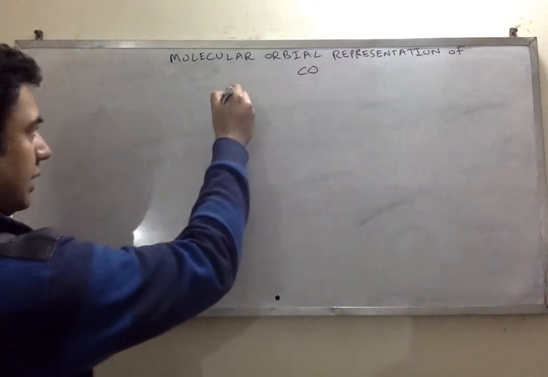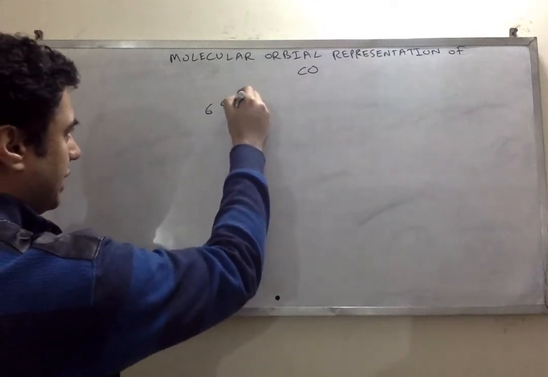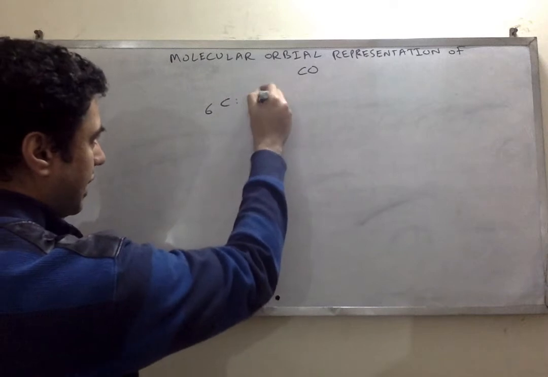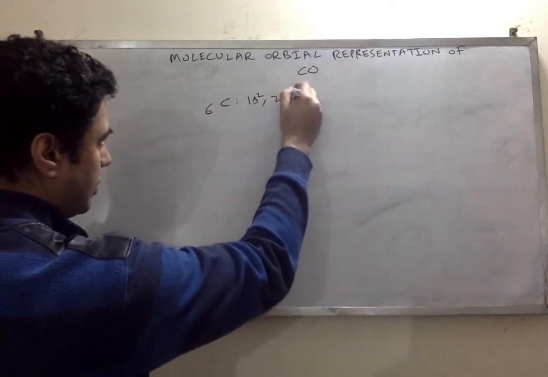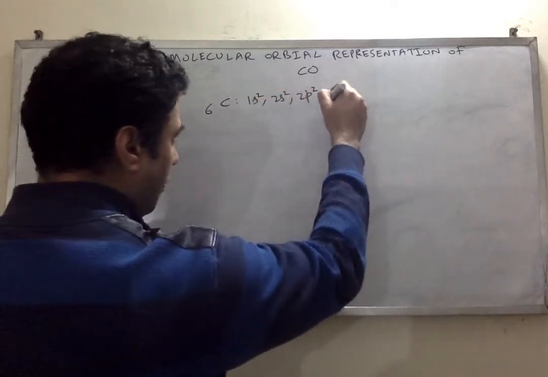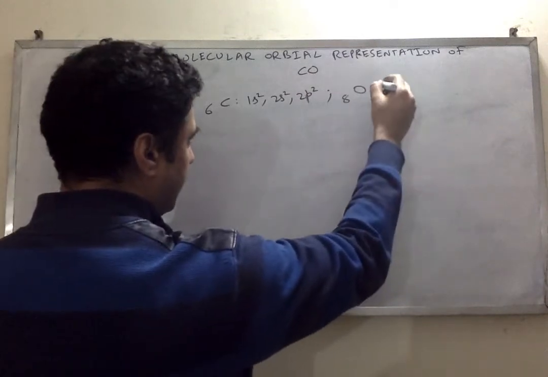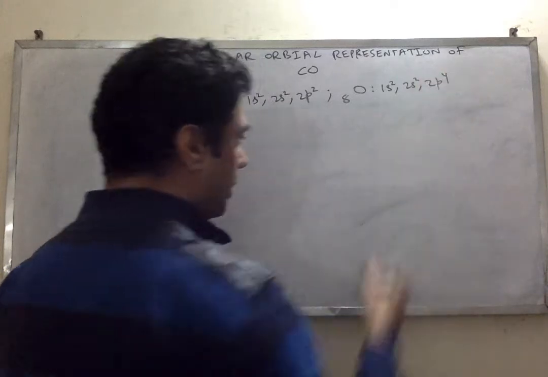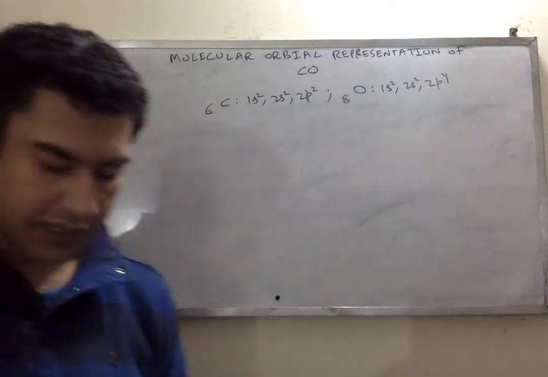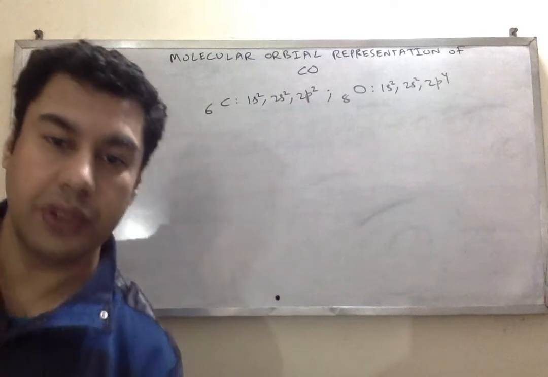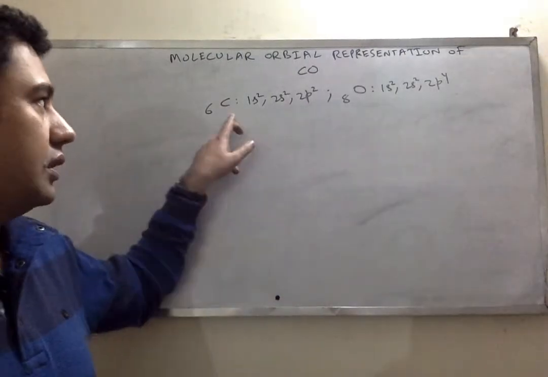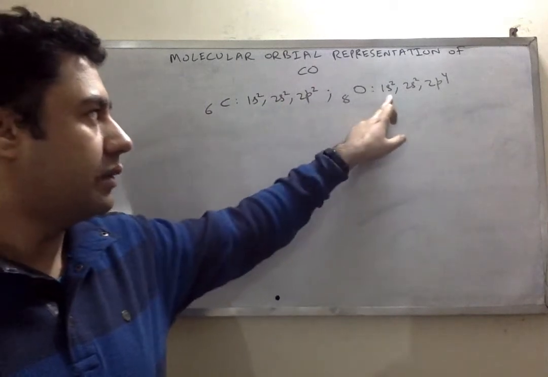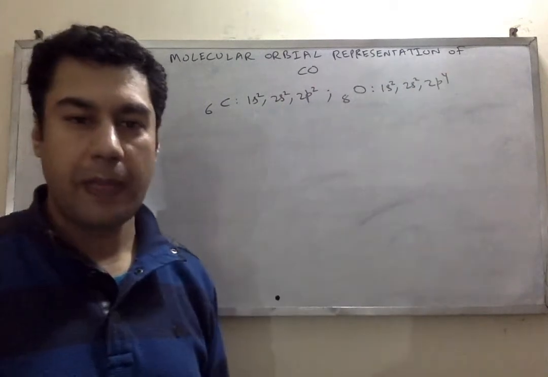The first important thing to do is writing the electronic configuration of various atoms involved. Carbon, with an atomic number of 6, has an electronic configuration of 1s2, 2s2, 2p2, while oxygen, with an atomic number of 8, has an electronic configuration of 1s2, 2s2, 2p4. So this is the first important thing to do, that is writing the electronic configurations of various atoms involved.